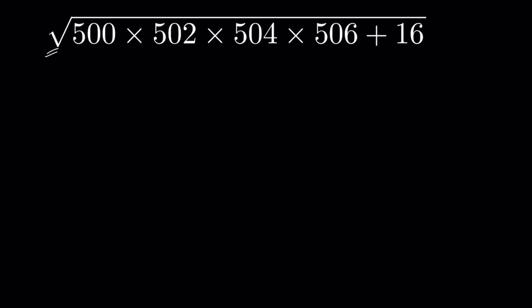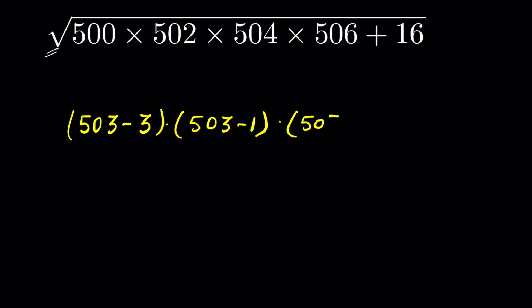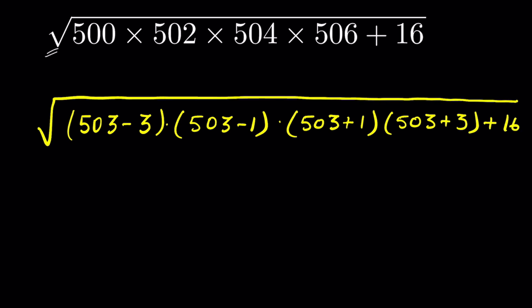So let's write 500 as 503 minus 3, 502 as 503 minus 1, 504 as 503 plus 1, and 506 as 503 plus 3, plus 16 under square root. Now you understood why we needed to find the mean, so that you can understand where this 503 came from and why we took 503. Now let's consider 503 as a.